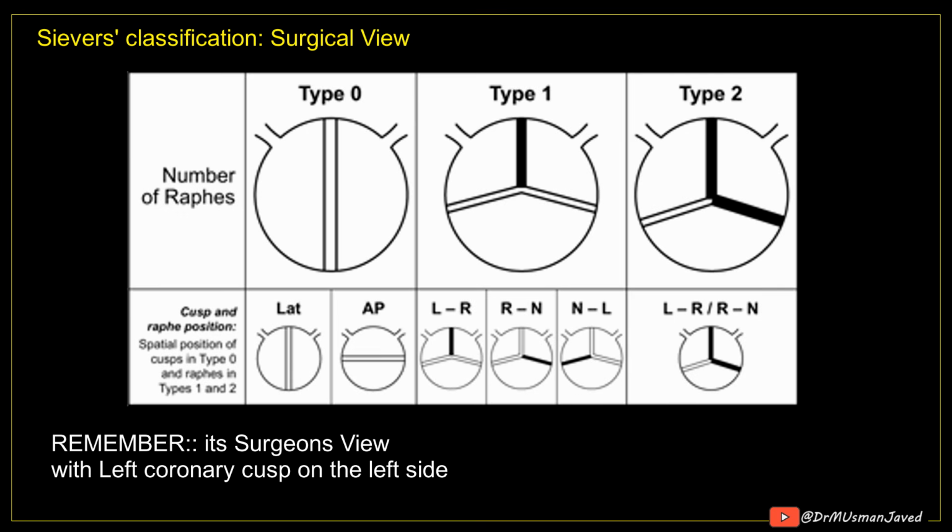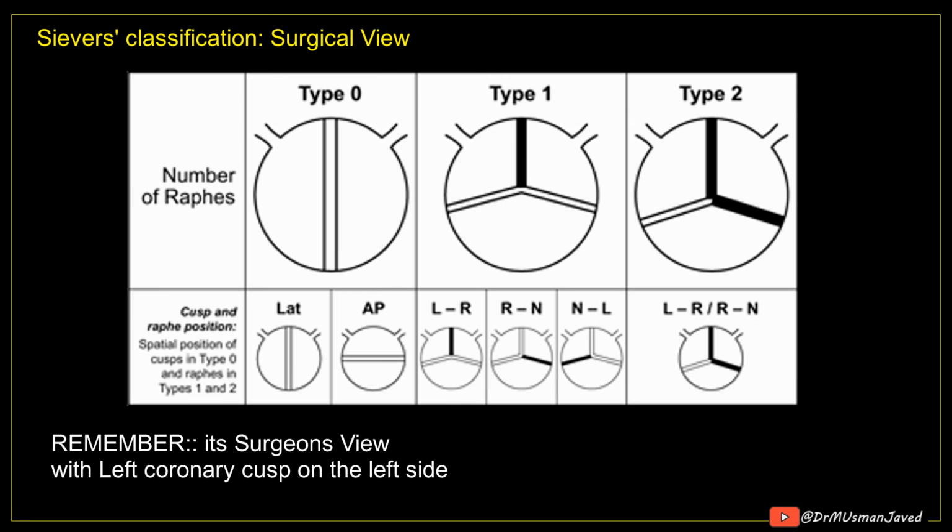Type 0 would be no raphe, which is a true bicuspid valve. Type 1, which is the most common type, has one raphe. And as you can see, type 1 is subcategorized into type 1A, type 1B, type 1C. Type 1A with fusion of left and right cusps is the most common type. And type 2 is a valve with two raphe, which is functionally unicuspid.